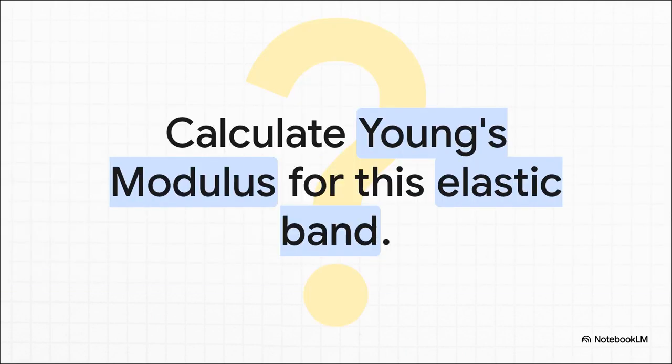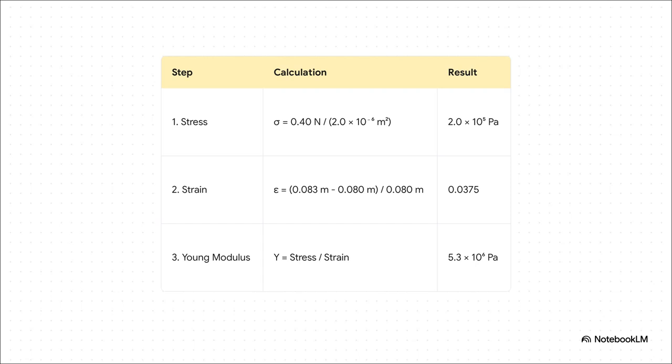And for the final challenge, here's a question that ties it all together. You need to find the Young's modulus for this elastic band. And that means, you guessed it, you're going to have to find both stress and strain first. You can see the whole process laid out here. It's the exact same logic as the steel wire problem.